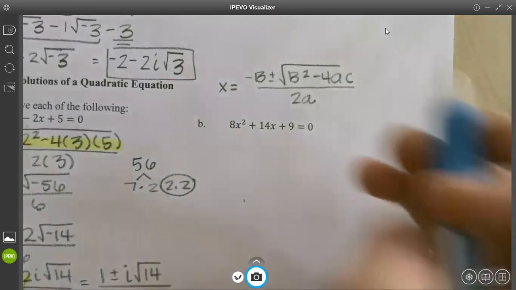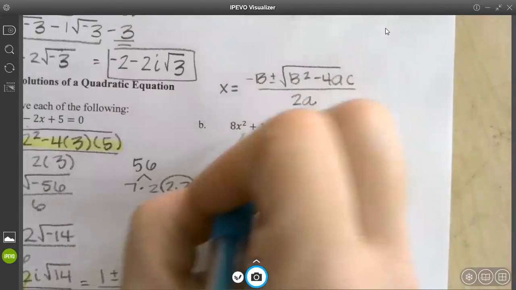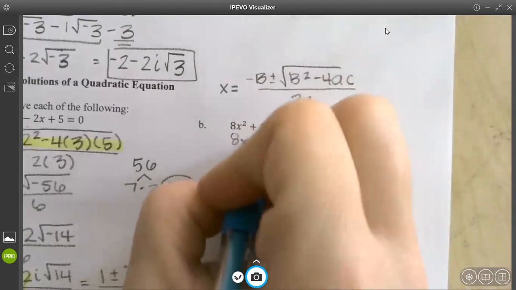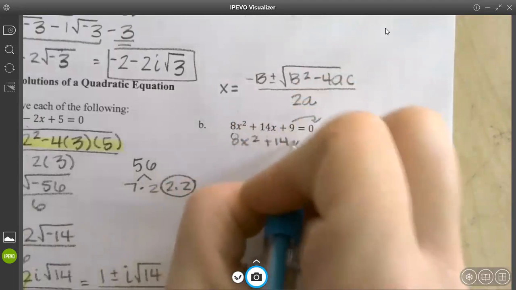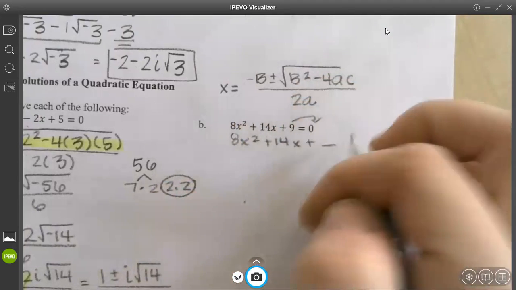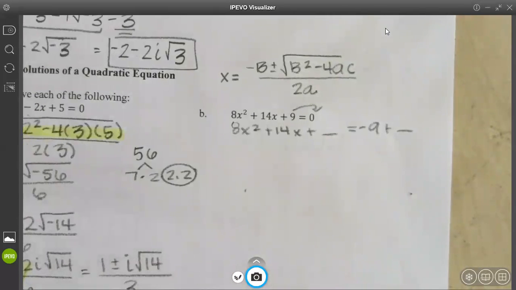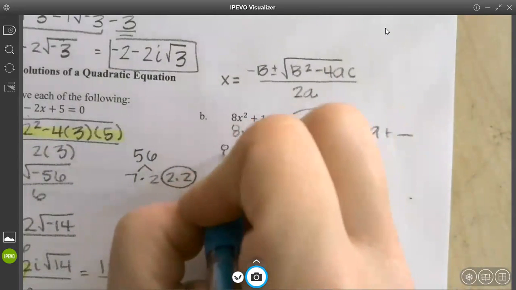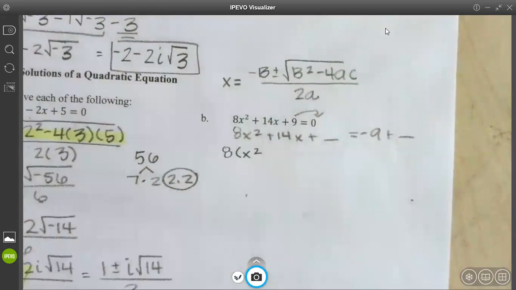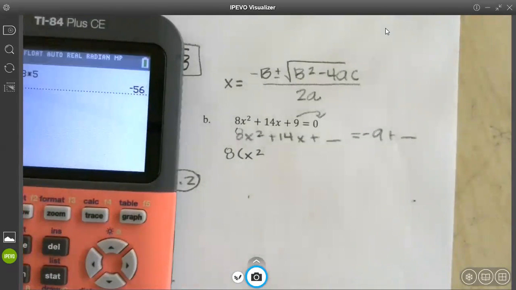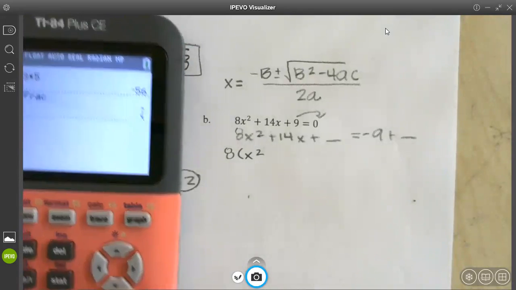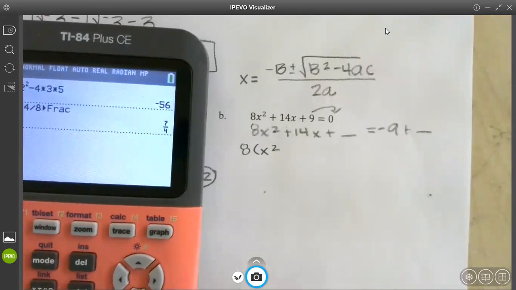So to complete the square, remember we moved this other number over. We'll eventually have a blank there, and we'll go ahead and put our blank over here. Okay. I need to take out an 8. You're doing 14 divided by 8. I'm just going to go ahead and make it a fraction.